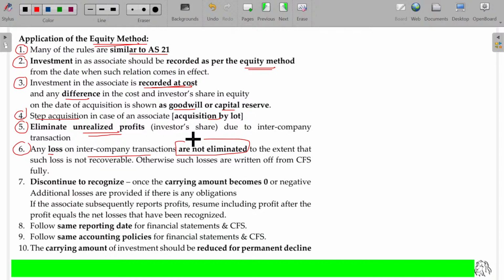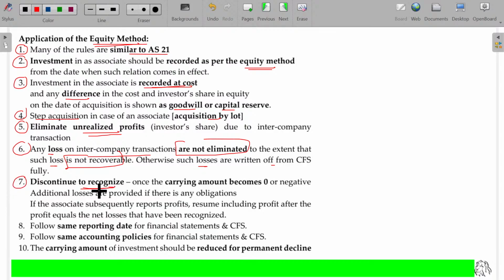If there is unrealized loss, by eliminating it your profit will be increasing. Don't show additional profit unless it is confirmed. So to the extent that such a loss is not recoverable, otherwise such losses are written off in the CFS fully later on. Right. Seventh one.